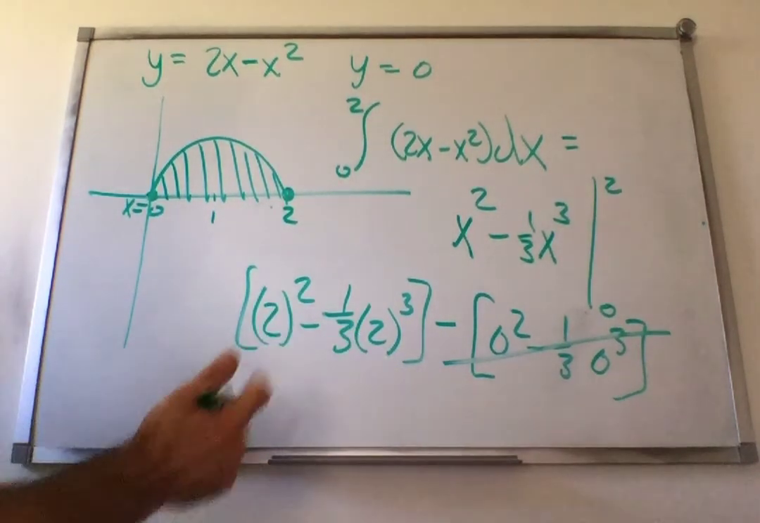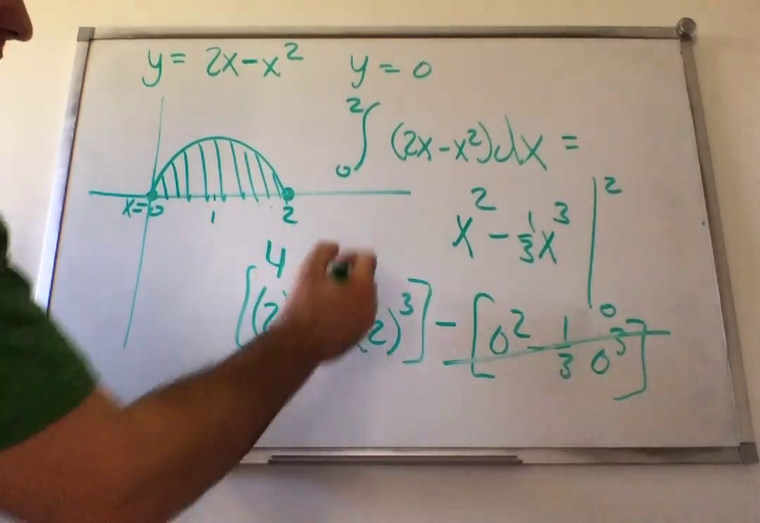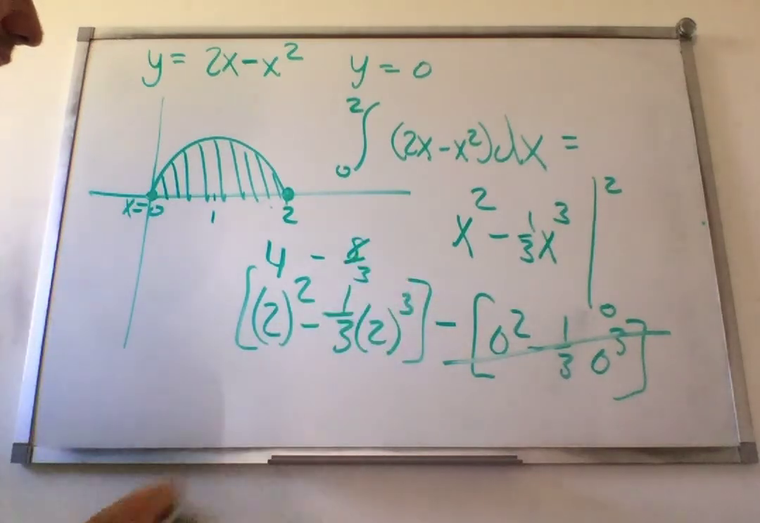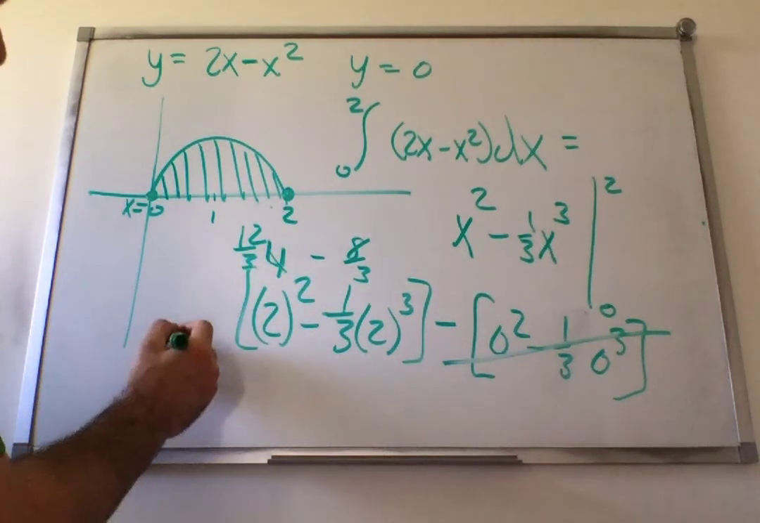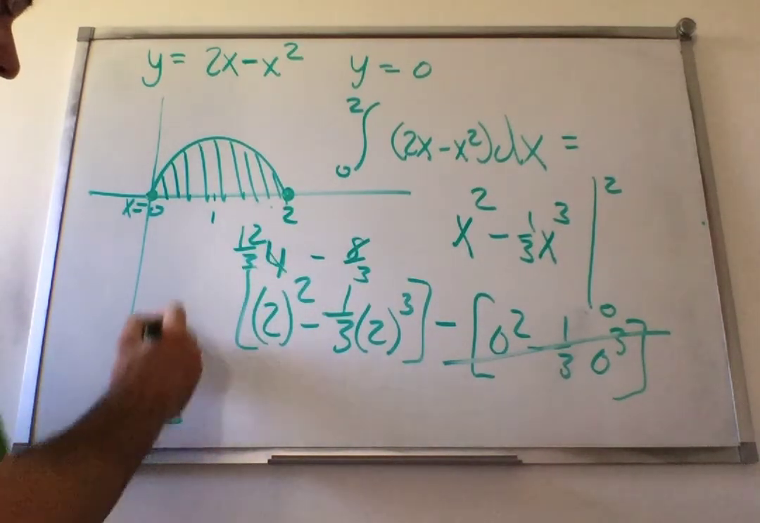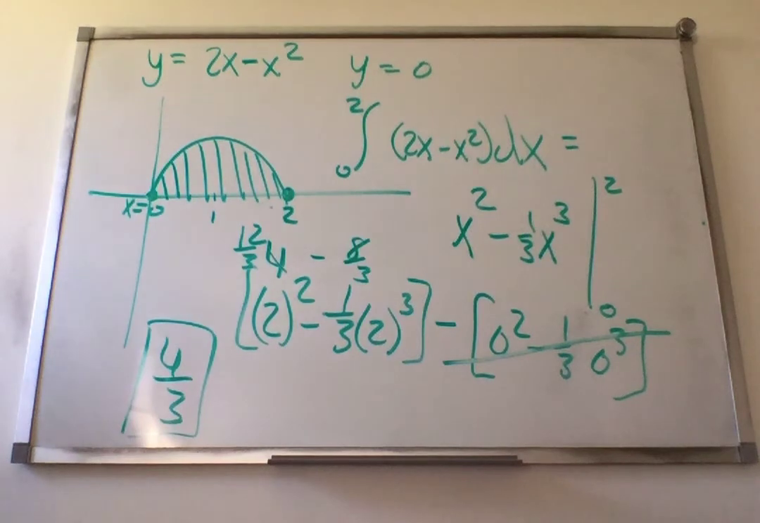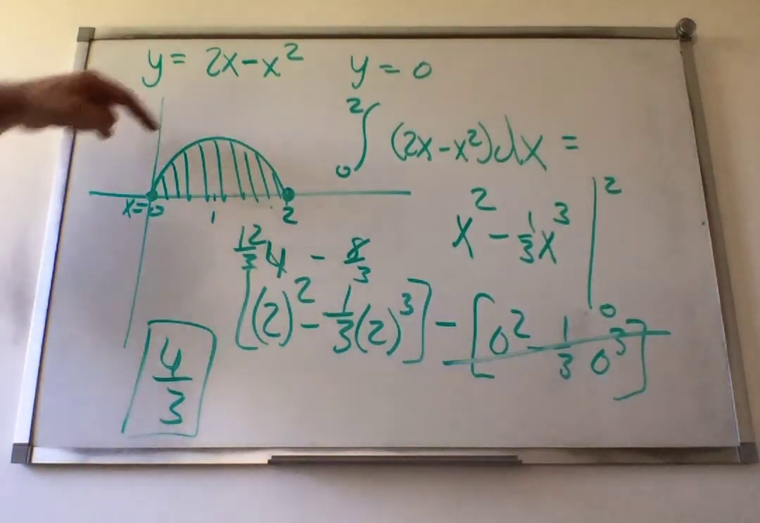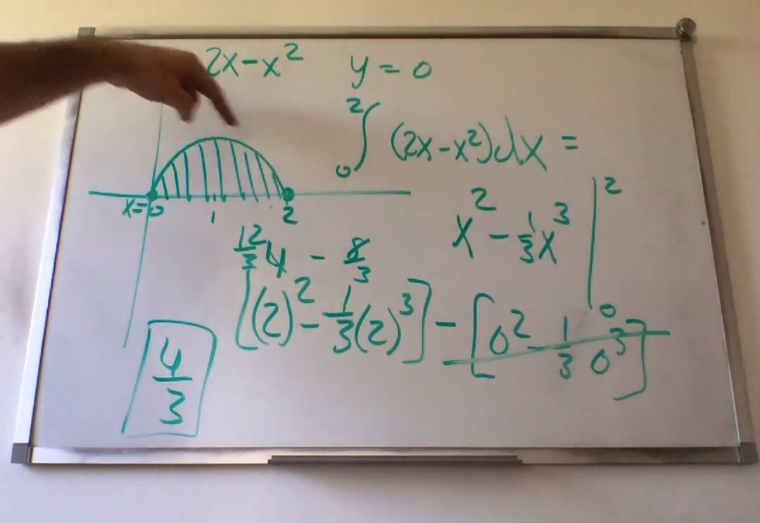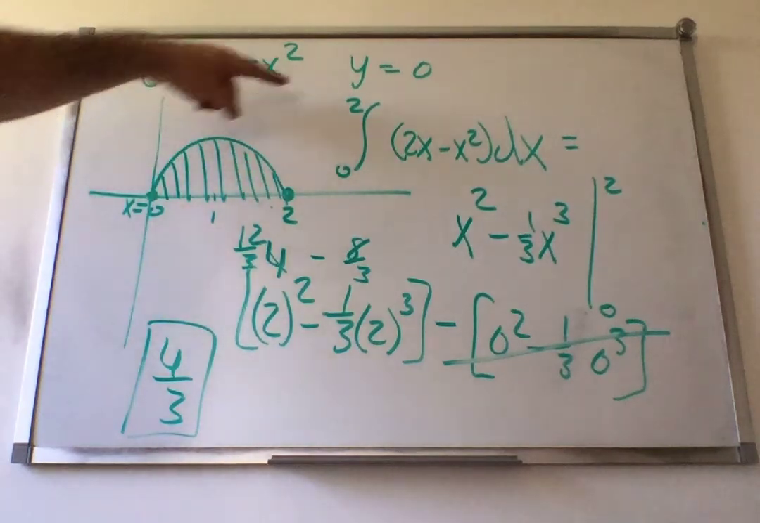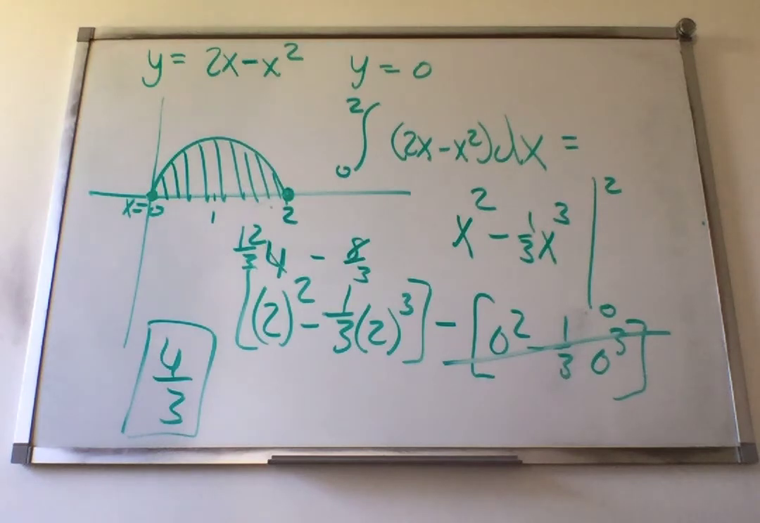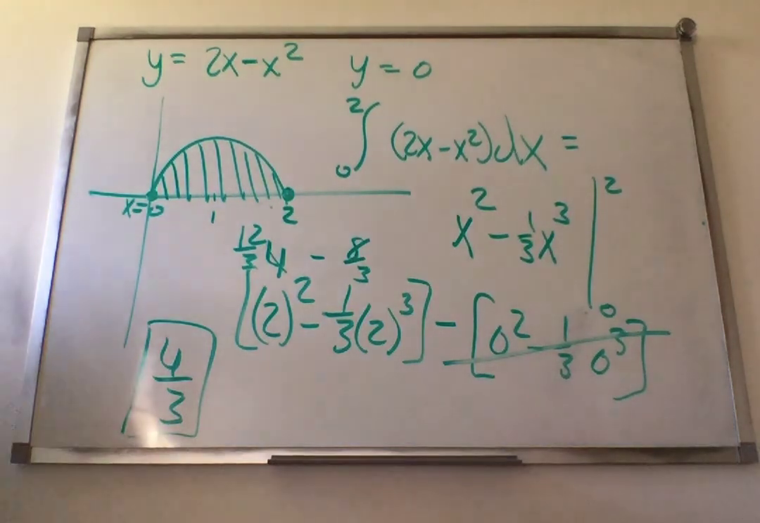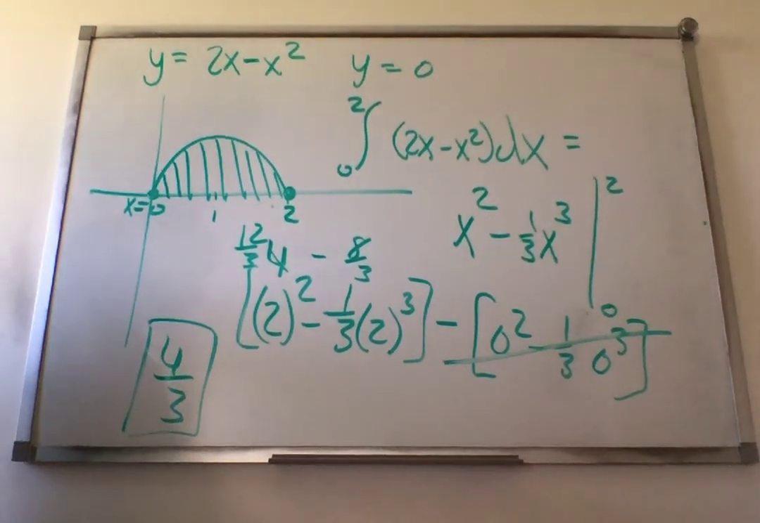So now we just got to figure out this. So this is 4 minus 8 over 3. See, this is 12 over 3 minus 8 over 3. So we're going to get 4 over 3 as our final answer. So the area enclosed underneath this parabola and above y equals 0 is 4/3. Okay? So that's the end of section 5.3.